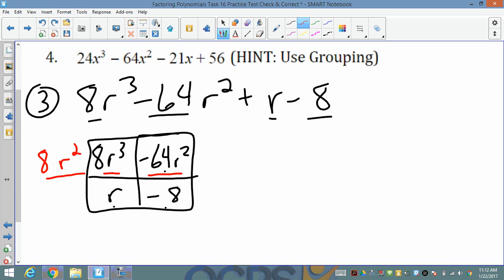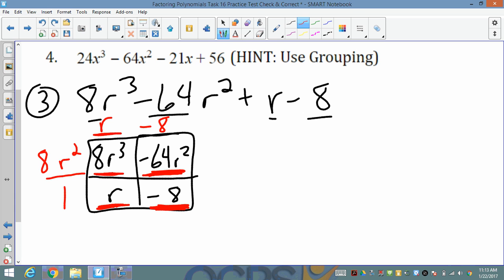Using my first column, so this time I'm looking at 8r cubed and r. Since that's the first column, it's going to go there, and they just have r in common. You can put 1r if you want to. Going to my second column, so I'm looking at negative 64r squared and negative 8. So I'm going to get negative 8, no r because this one doesn't have an r, the negative 8. And then lastly, my last row, r and negative 8, they just have 1 in common. No r in common, this one doesn't have an r.